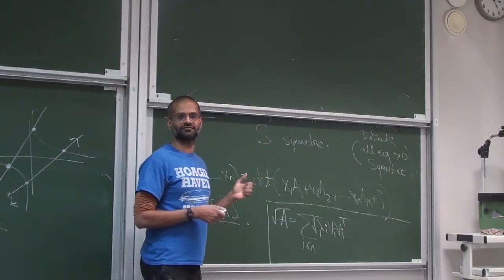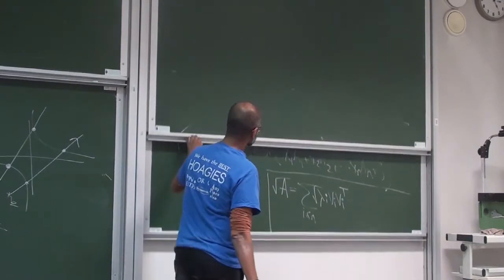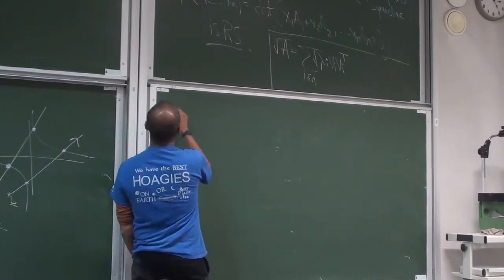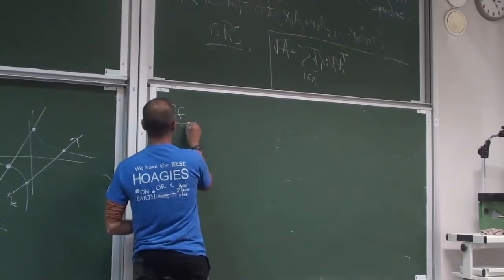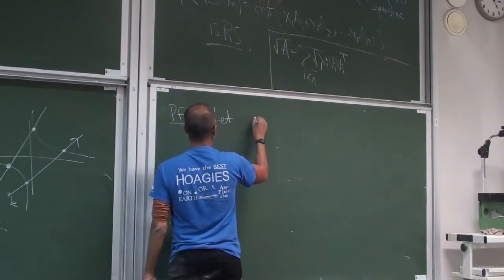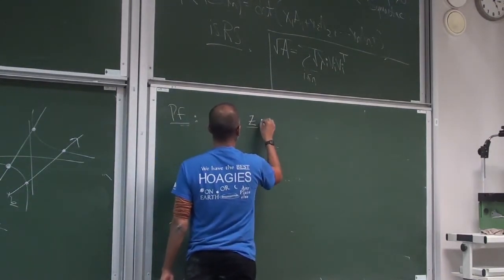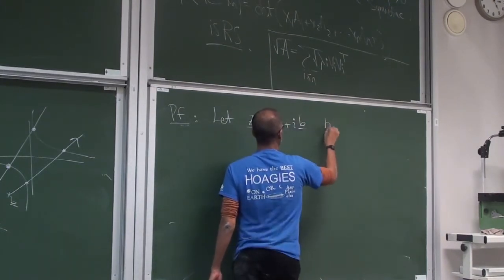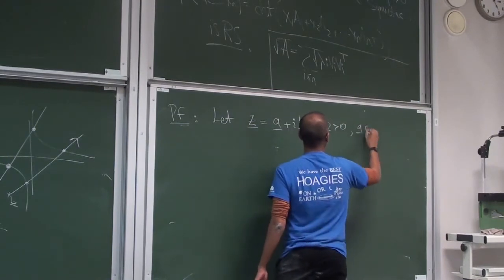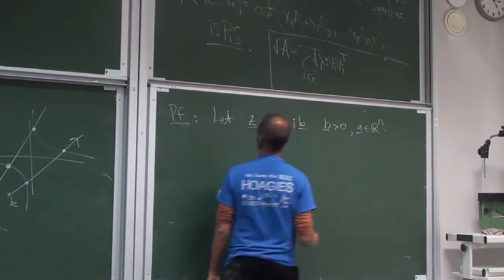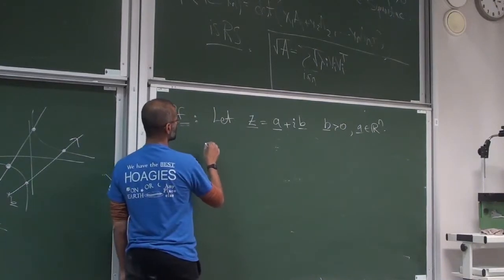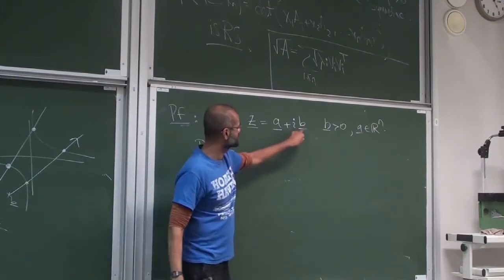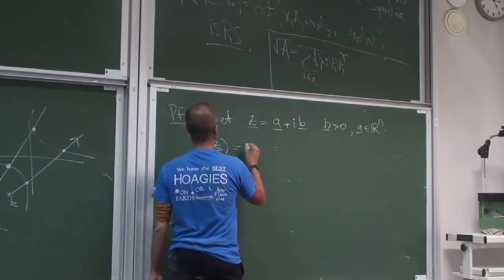Any questions about positive definite matrices? Okay, so why is this real stable? What's the proof for this example? Well, let Z be some vector in the upper half plane. So let's write it as A plus iB, where B is strictly positive and A is in R^n. Now I need to prove that P of Z is not 0, because all its entries are strictly in the upper half plane. Well, what is this?